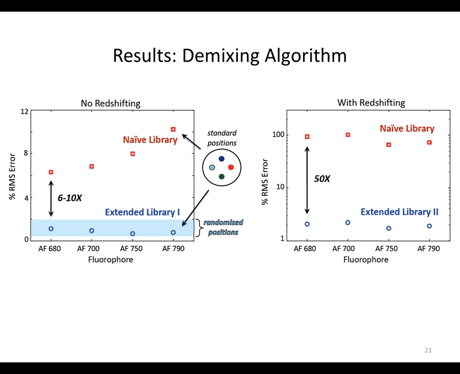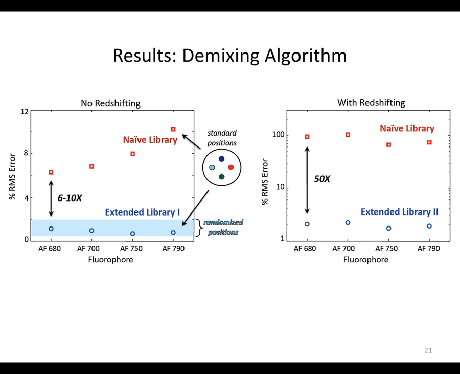Now, the more interesting case, of course, is when the optical properties are allowed to vary with wavelength. And here you see that the naive library approach doesn't work at all, whereas with our extended library, we're able to get really good results on the order of 1 to 2% error.